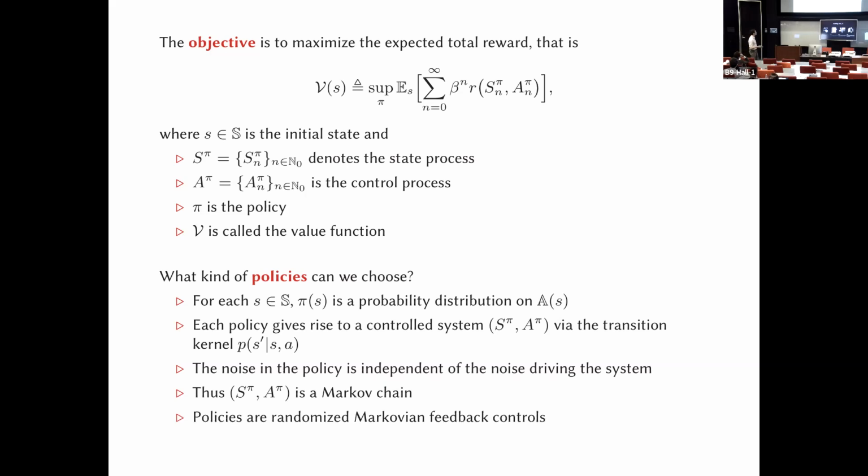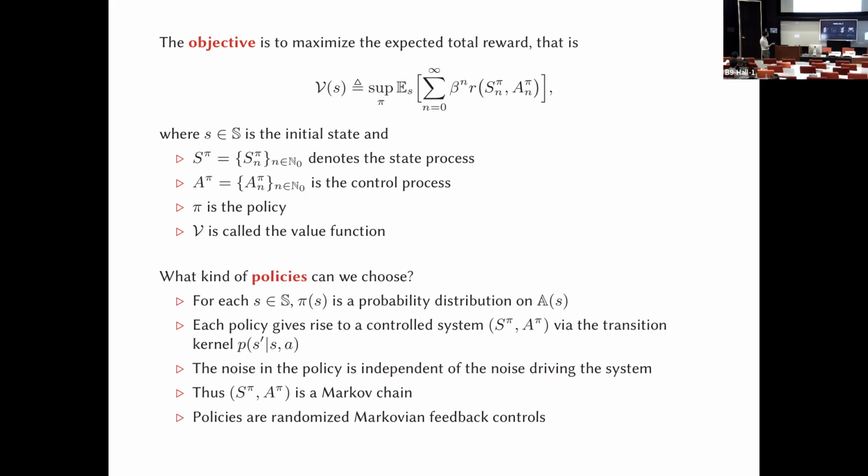That's all. In the language of stochastic control, I would call these randomized Markovian feedback controls. Feedback controls because they only depend on the current state. Randomized because I can choose them randomly, but the randomization does not depend on the underlying system. So I do that in a Markovian way. That's how I would call it.